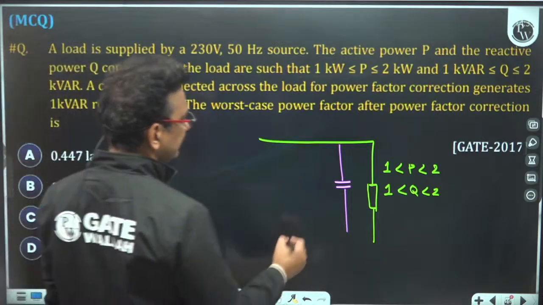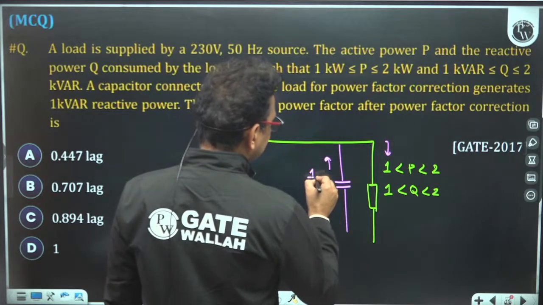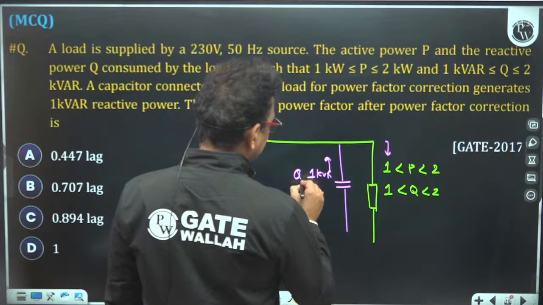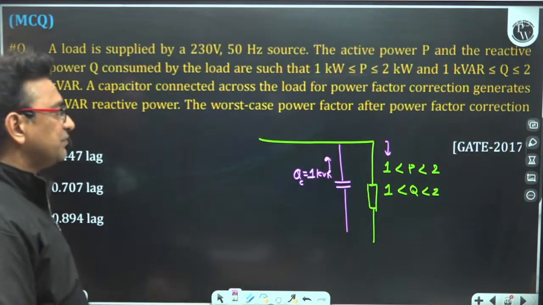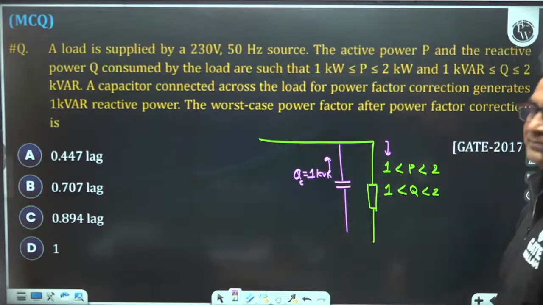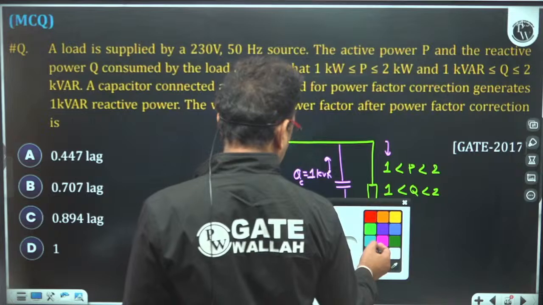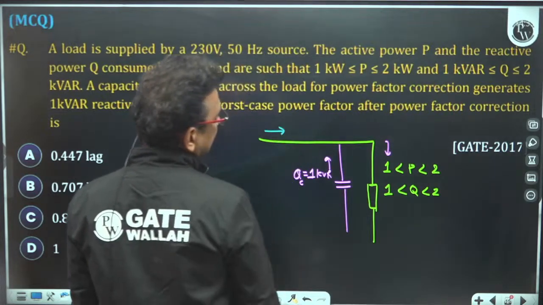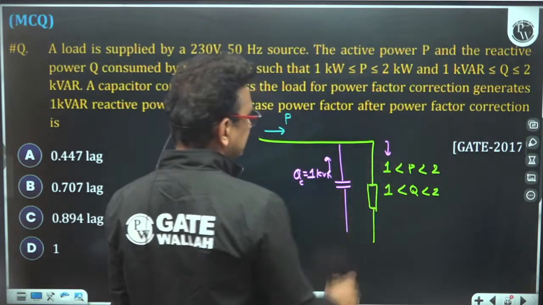It generates 1 kVAr reactive power. The load is consuming, but the capacitor is supplying the 1 kVAr reactive power. So the worst case power factor after the power factor correction is, that means you have to find the power factor in the worst case when the capacitor is connected across the load. How to find the power factor? Overall, the power coming here is nothing but the power P, because the active power is consumed by the load only.